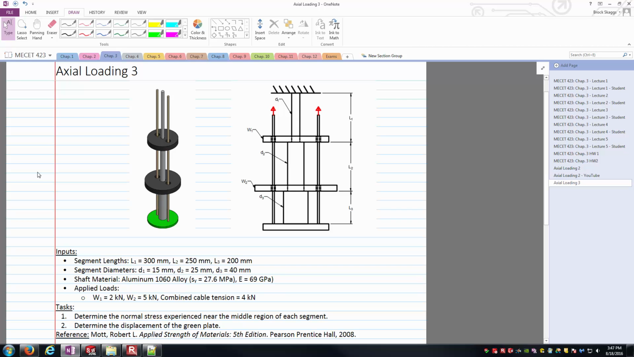Hello everyone, this is Brock Skaggs, and we're going to take a look at this step shaft problem that you can see on the screen now.